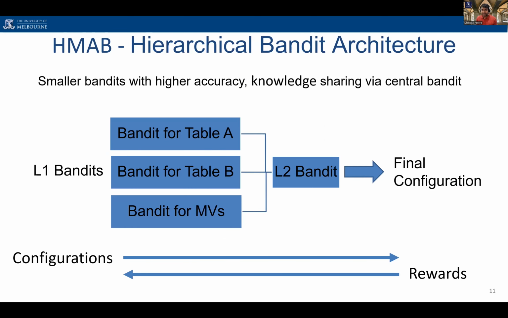In the HMAP architecture, we have two layers of bandits. In the first layer, you will find a large number of small bandits that work in small action spaces. These bandits can have customized context that will provide better accuracy in restricted domains.